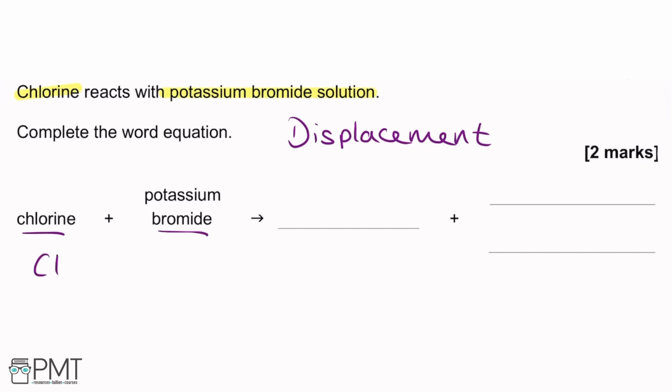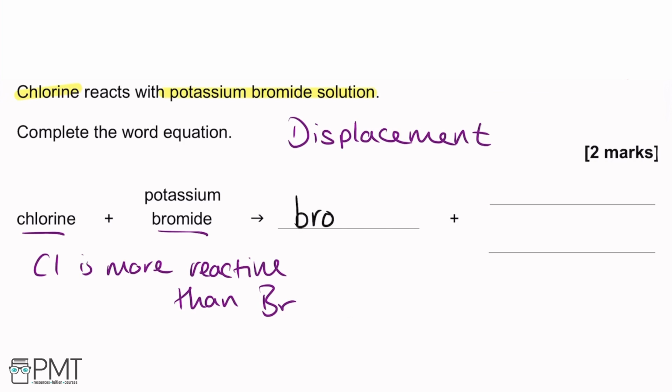Now chlorine is more reactive than bromine. So what this means is chlorine will take bromine's place in potassium bromide. So what you're going to end up with is bromine and then potassium chloride.